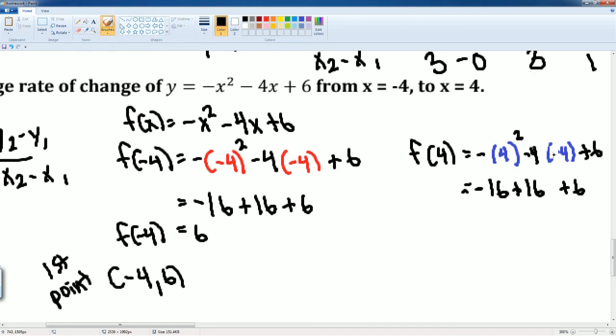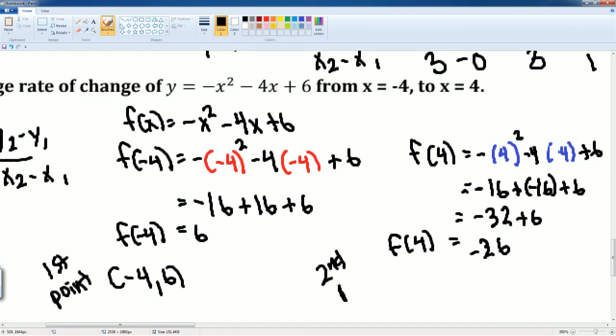Okay. So this -4 times +4, this should be a... Let me clean this up correctly. That should be a -16. Perfect. So -16 plus -16 is -32 plus 6. That should get you, hold on, let me double check. Okay. And that gets you your -26. All right. So when we plug in that value of 4 in that function, we get an output of -26. So we can say that our second point is (4, -26). All right.